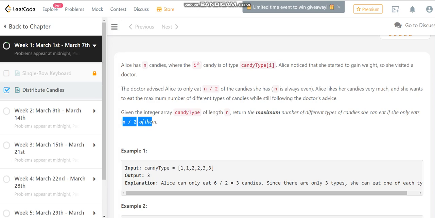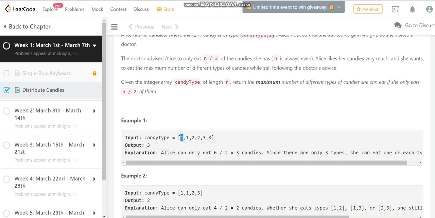Thinking about this question, there are n candies given to us, and out of these candies, Alice can eat only n by 2. So in the first example there are 1, 2, 3, 4, 5, 6 candies, so Alice can at max eat 3 of them. We need to check that Alice eats the maximum different types of candies. Here Alice can eat types 1, 2 and 3. So there are 3 different types of candies and that is how the answer would be 3.